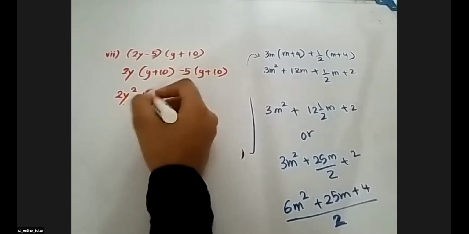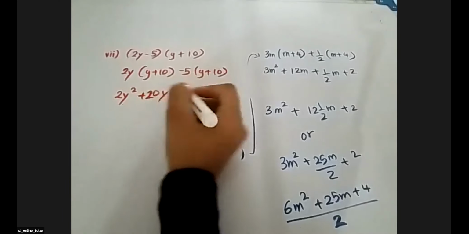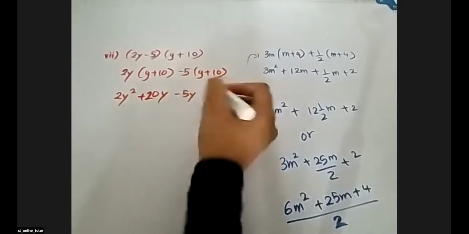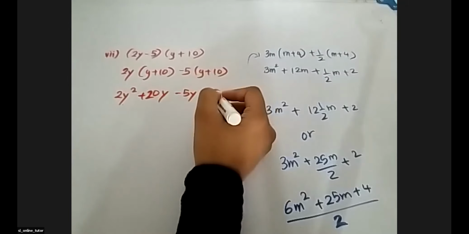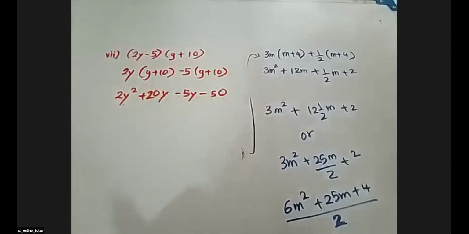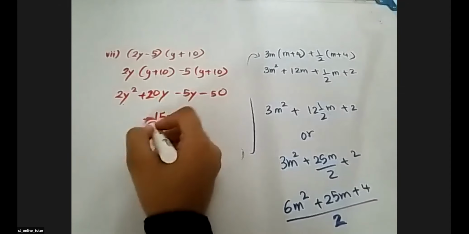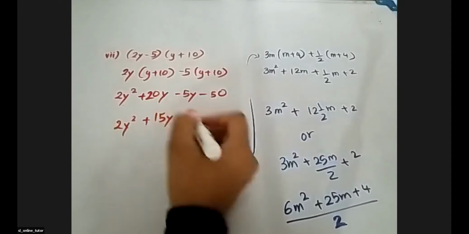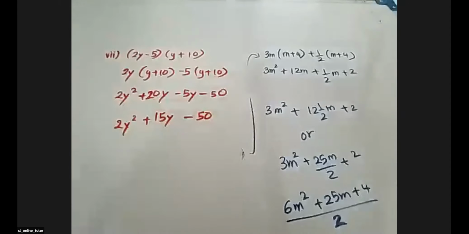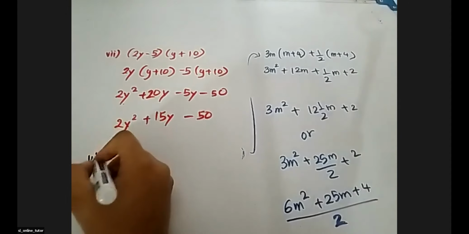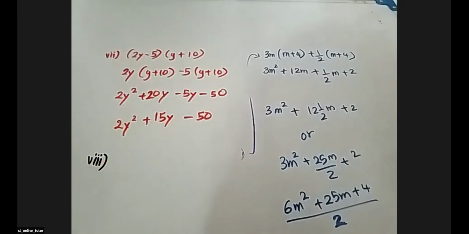2 into 10 is 20y. Here negative 5y, plus into minus is minus. 5 times 10 is 50, so her 50 is also correct. So 20 minus 5 is 15y. That's positive. Yes, your answer is correct. 2 marks each. Check your answers, children. Now I'm going to Roman number 8. Yes, Rifana, tell me what is your answer for Roman number 8?